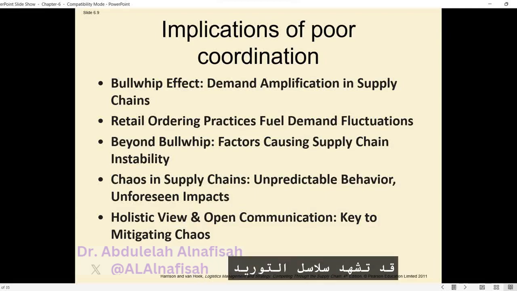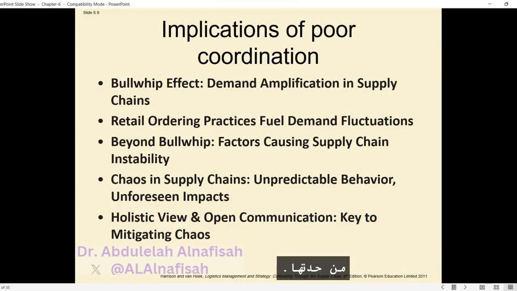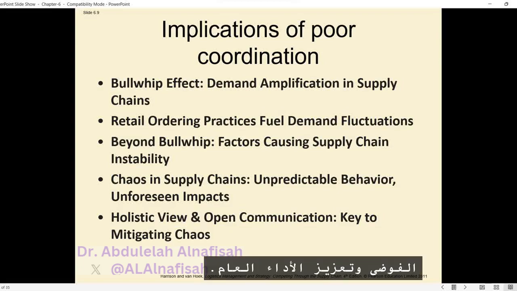Furthermore, supply chains can experience chaos, marked by a periodic and bounded behavior with deterministic dynamics. This chaos prevents supply chains from reaching stable equilibrium, and even small changes made to optimize one part of the supply chain can have significant impacts on other components. It is crucial to view the supply chain as a complete system and prioritize communication of demand information upstream to mitigate chaos and enhance overall performance.